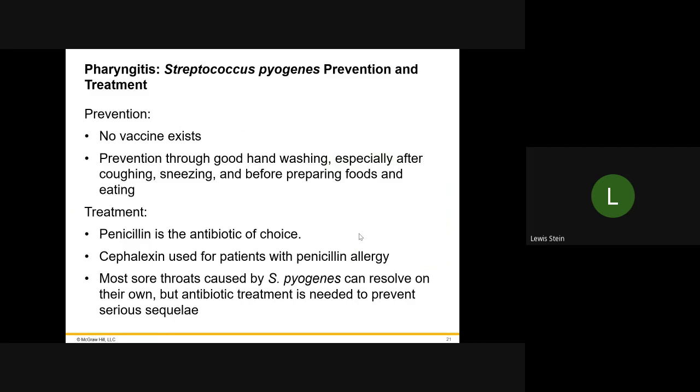And it's a very fastidious bacteria, which means it takes so much to make it grow properly. It's generally fairly easy to take care of. We're starting to see more resistance. And I don't necessarily agree when they say cephalexin is used for patients with penicillin allergy.